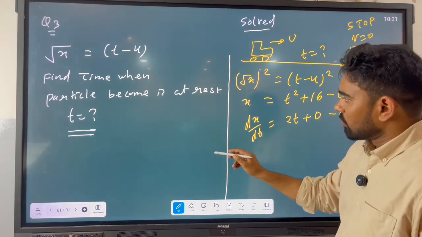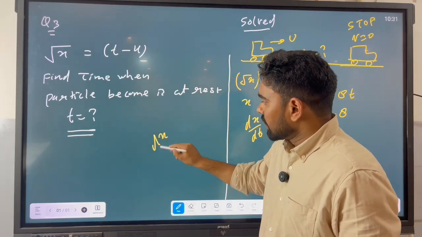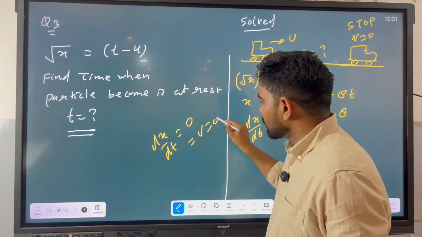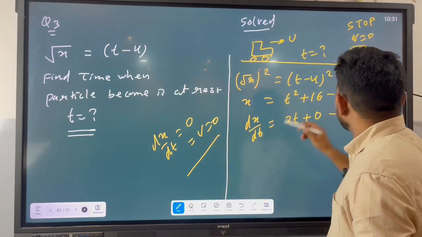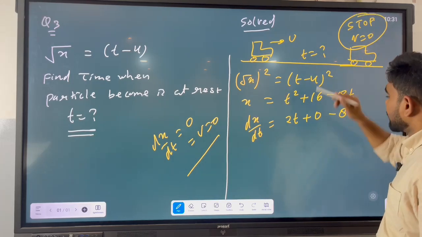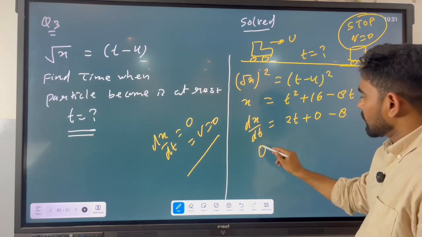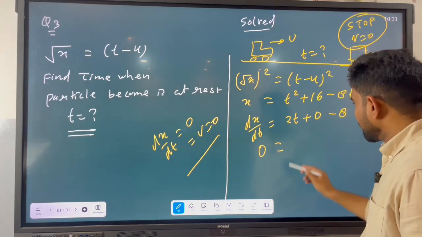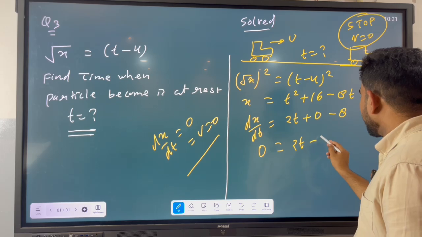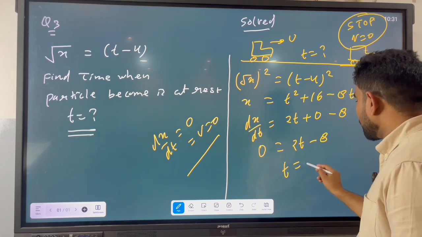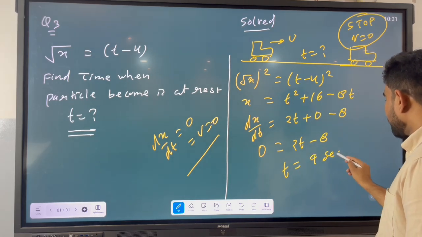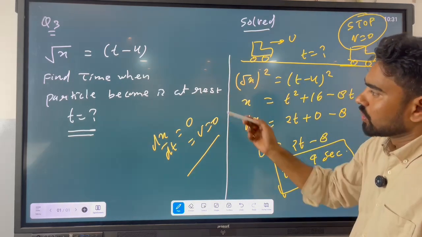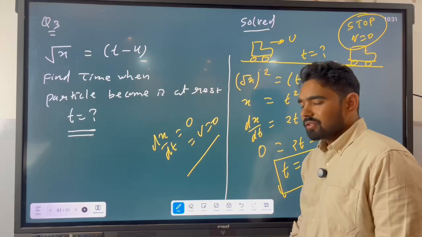According to the given problem, differentiation of displacement means velocity equals 0, right? At what time does it stop? Velocity equals 0 because dx by dt is the velocity of the object, and here 2t minus 8 means t equals 4 seconds. After 4 seconds, the car, the particle, becomes at rest, right?